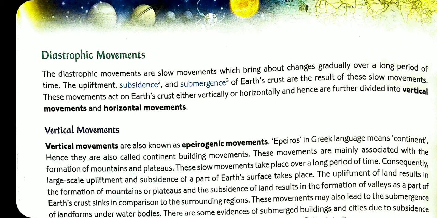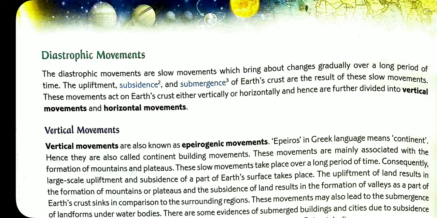The diastrophic movements are slow movements which bring about changes gradually over a long period of time. The upliftment, subsidence, and submergence of Earth's crust, that means the upliftment, subsidence, and submergence, some are coming upward and some are going downward, of Earth's crust are the result of these slow movements.